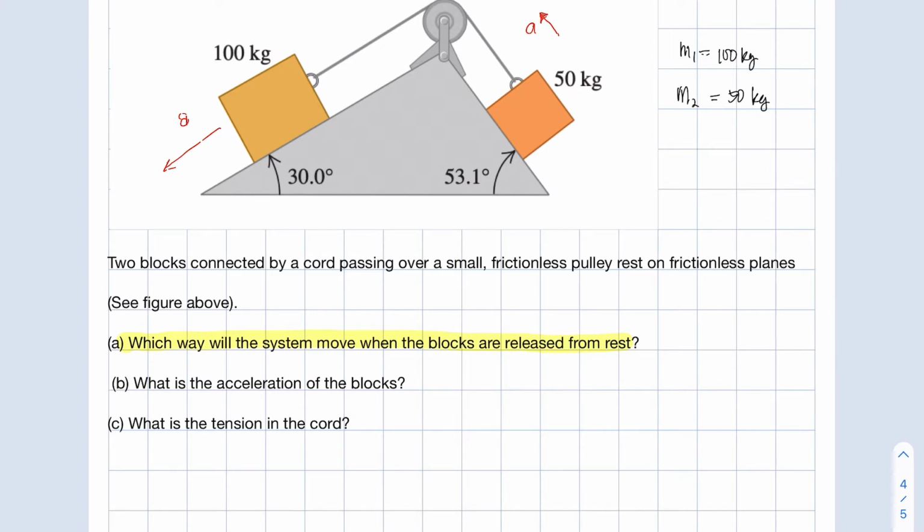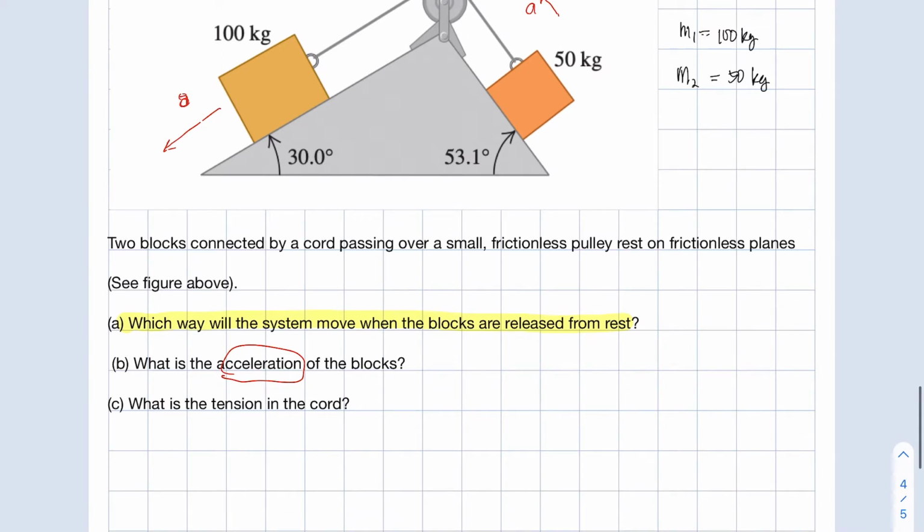Now, the second question asks you for the acceleration. What is the acceleration of the blocks? Hopefully by now you have come to realize that the acceleration of the two blocks will be the same, since they are connected over a single string, and whatever the direction of the acceleration of mass 1, that will also be the same acceleration that mass 2, the 50 kilogram, will experience. And the third one asks you for the tension in the cord.